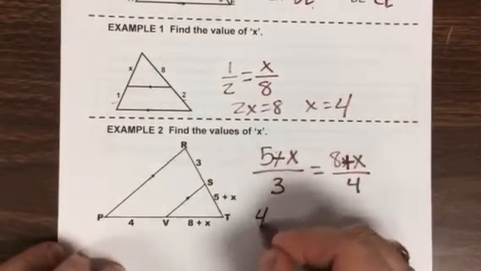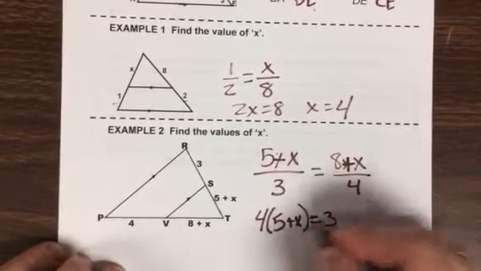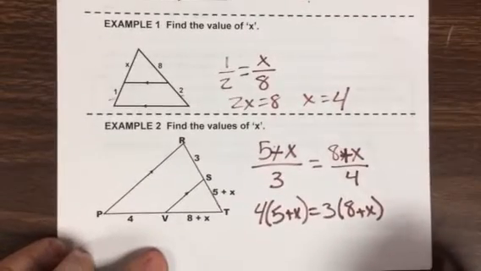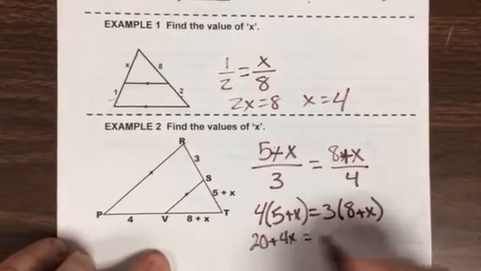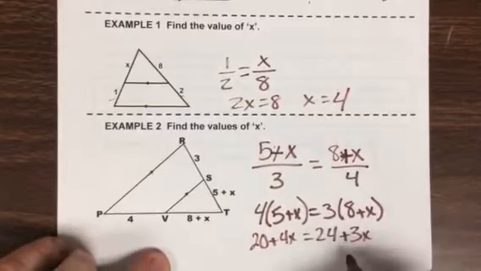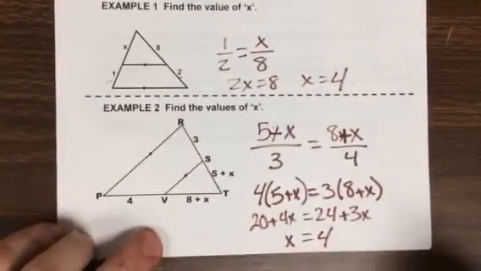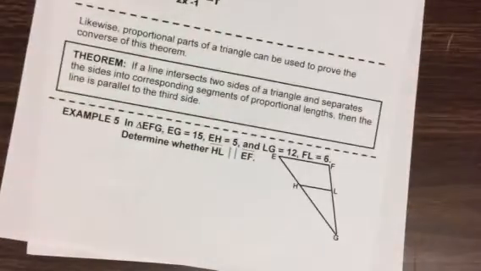Cross multiply, say 4 times 5 plus x equals 3 times 8 plus x. So I can say 20 plus 4x equals 24 plus 3x. I'm going to subtract 3x from both sides. That gives me x left. Subtract 20 gives me 4. So x is again 4. Flip it on to the next page.